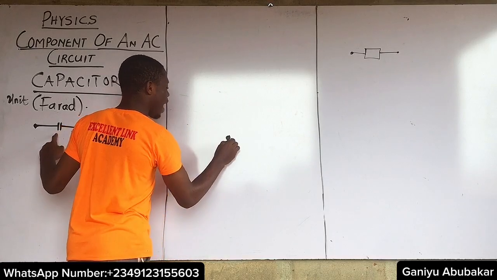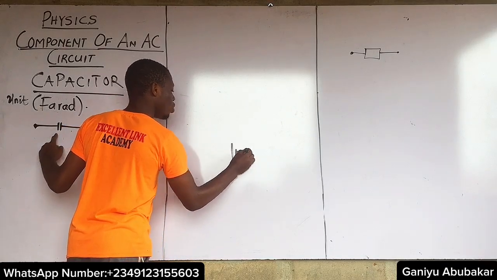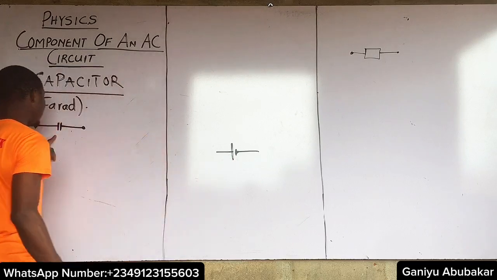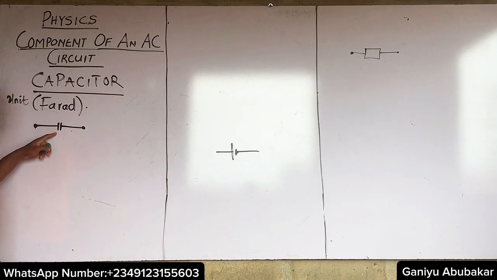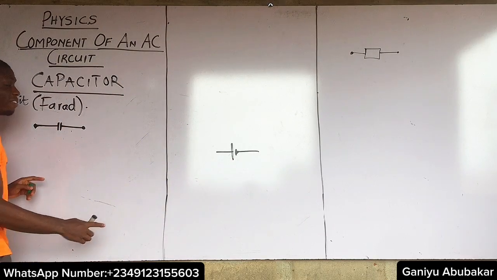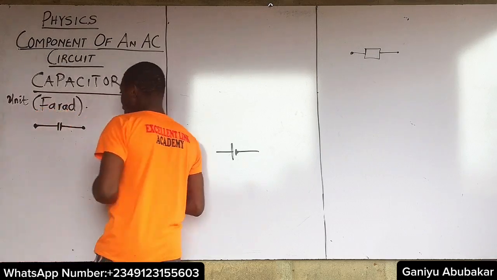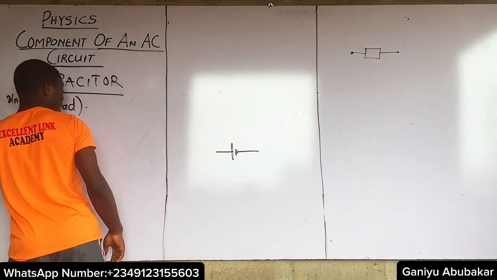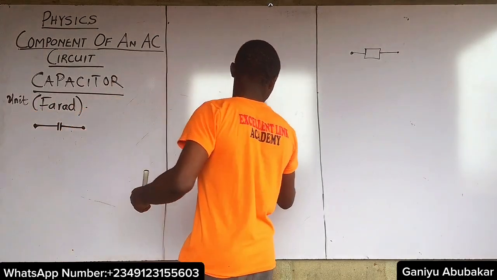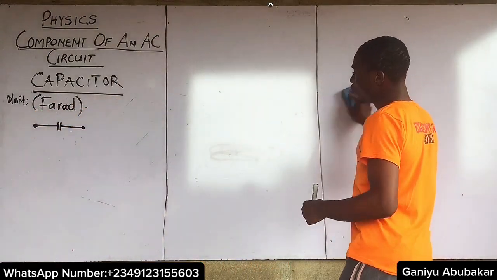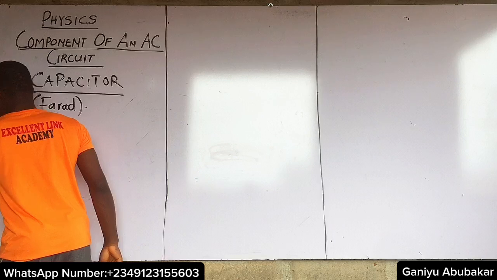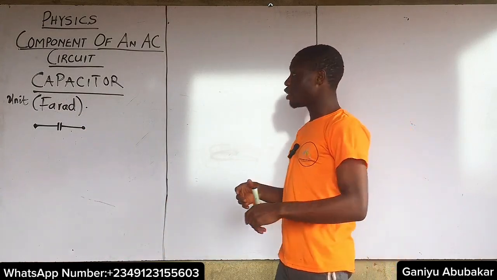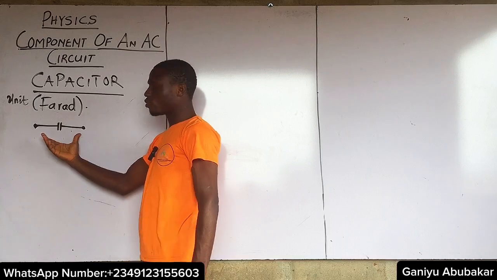Now observe the difference between a capacitor and a battery. For a battery, I have something of this nature. Observe, I have a short one and a long one. This is a battery, but for the capacitor the lengths are equal. Observe the difference, please. Don't mix them up. So that becomes the concept behind the circuit symbol for a capacitor. All right, let's proceed from here. The unit is farad, while the circuit symbol is this.